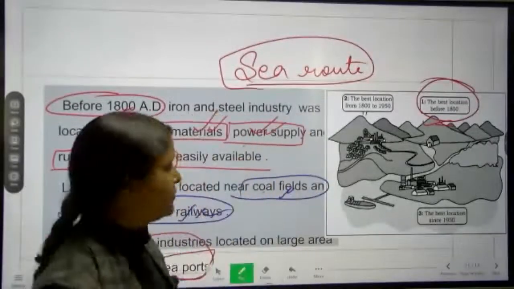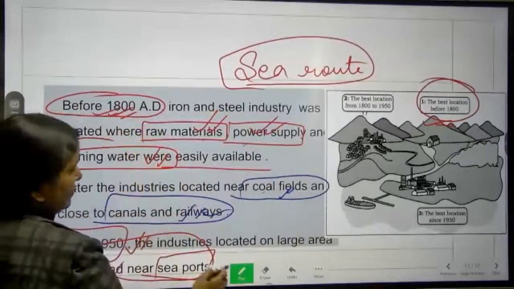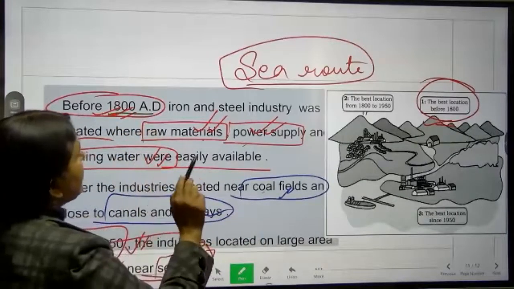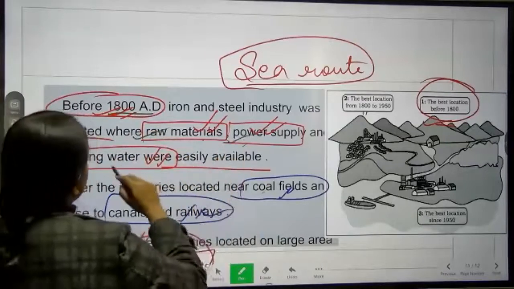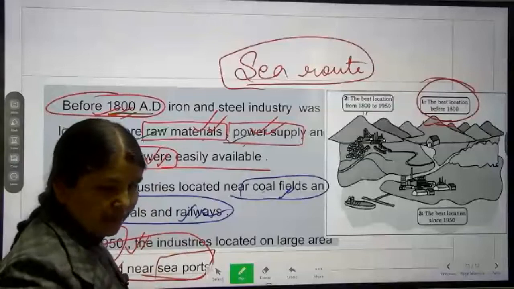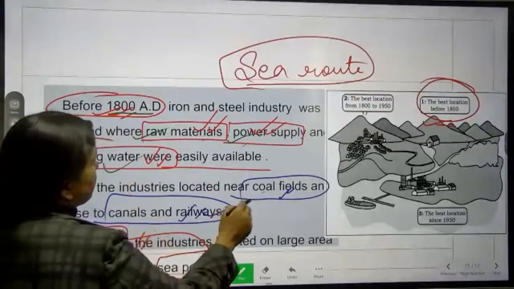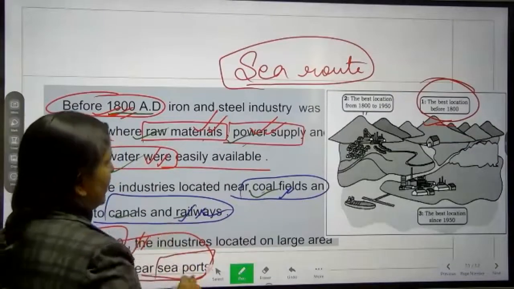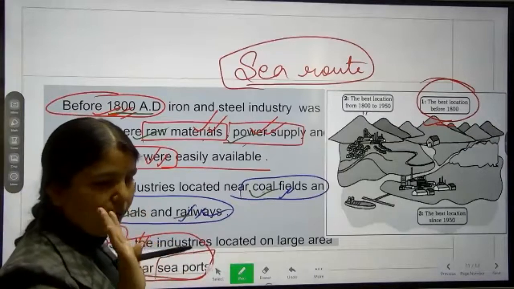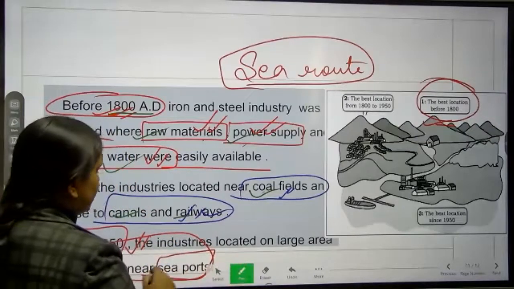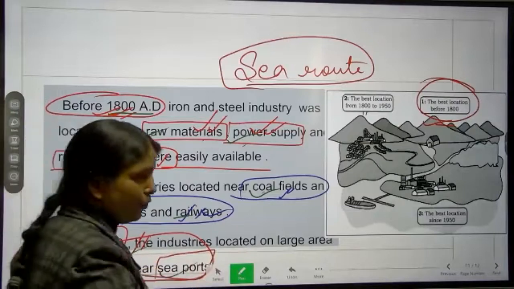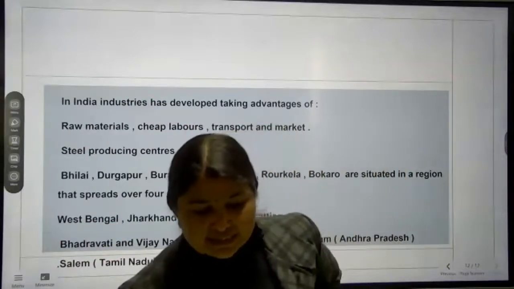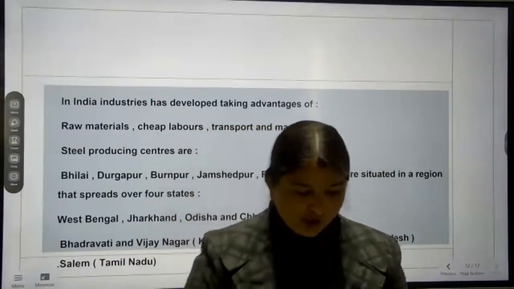Look once again. Before 1800, they gave priority to the area where they got raw material, power supply and water. There they would establish their industry. After that they gave priority to raw material, like coalfields, and canals and railways. Matlab, water, transport and raw material. And after 1950 they gave priority to flat land and seaports, so their transport could easily happen there, plus they could easily get water facilities. So I hope this is clear to you all.